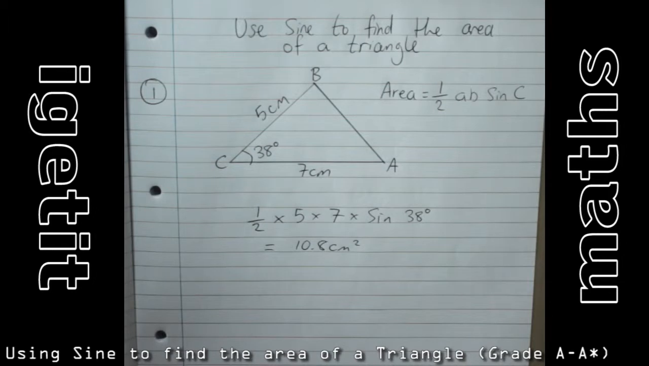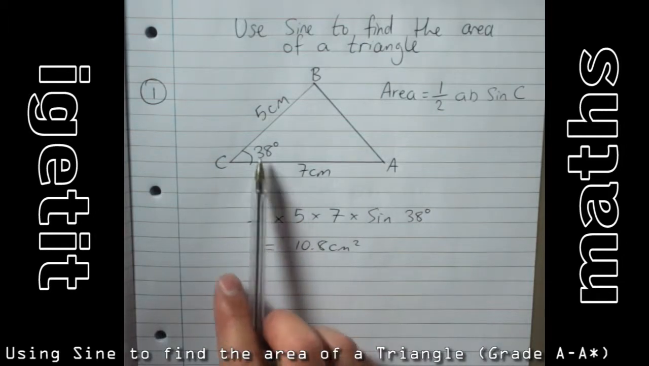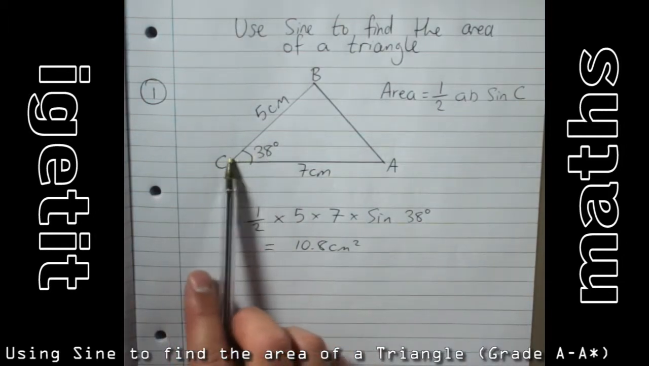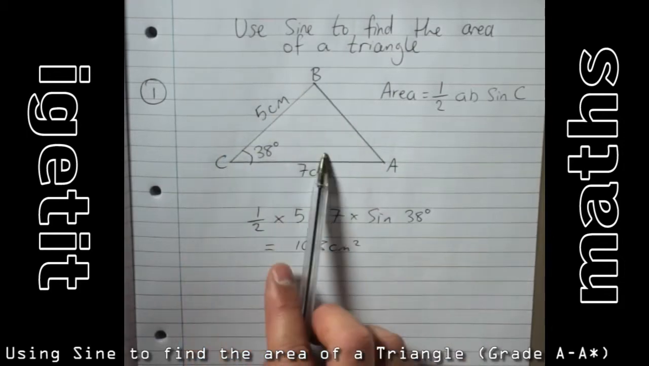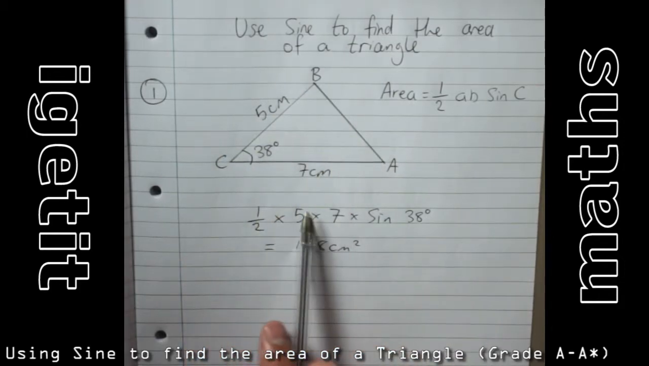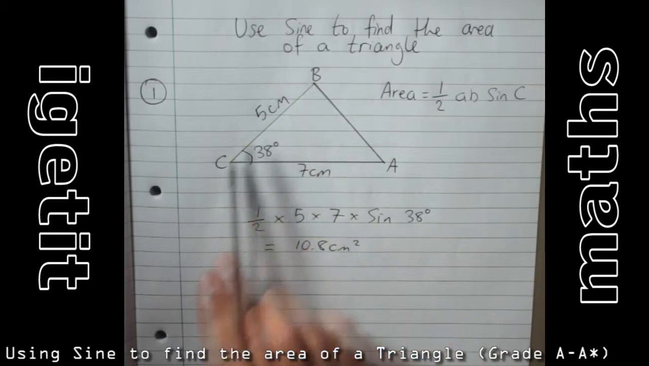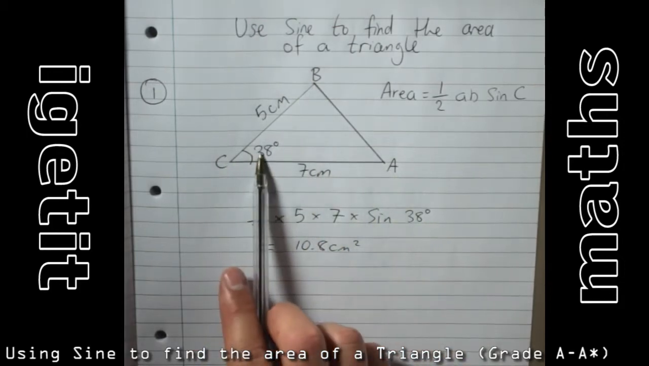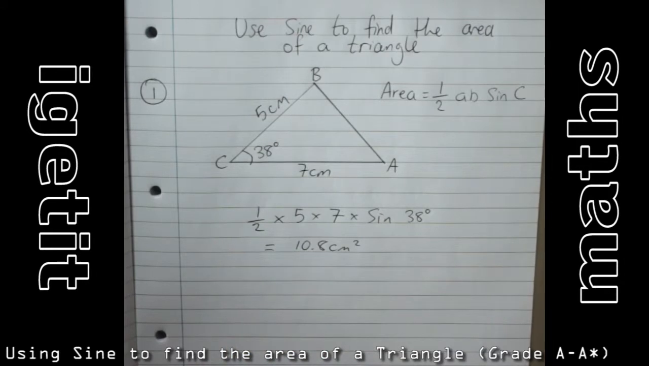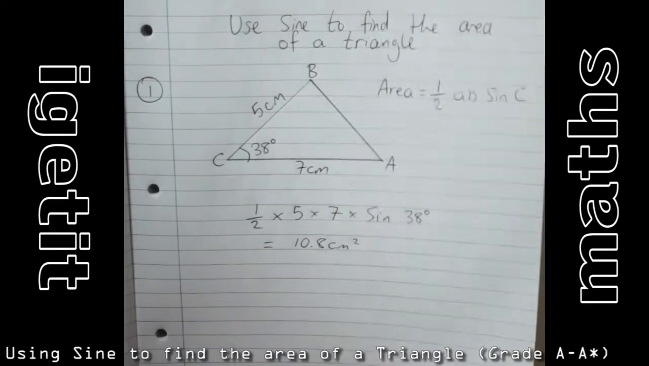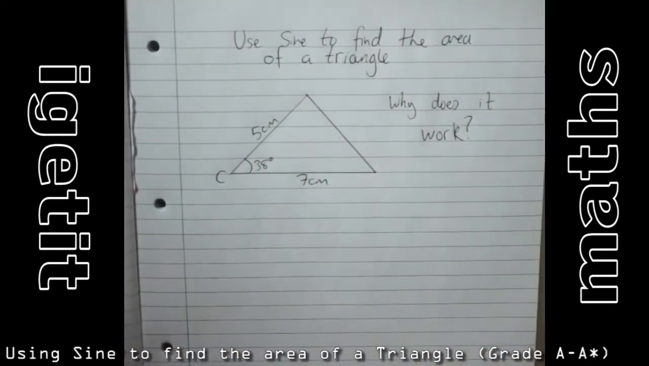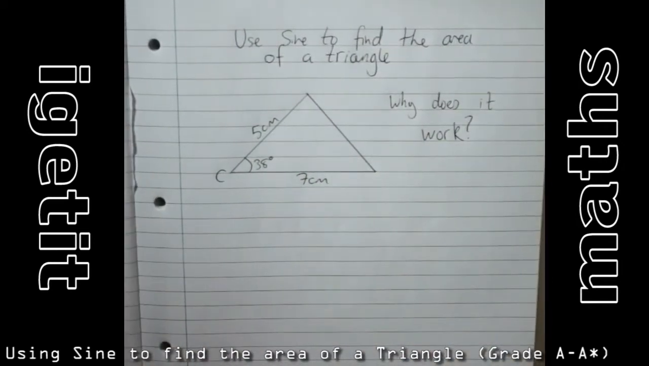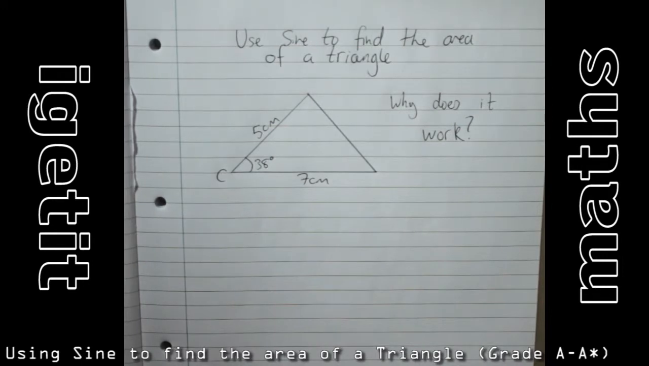Let's just have a recap. We had an angle here, we're trying to find the area of the triangle. So you do half times the two sides that are around it, so 1 there, 5, times by 7, times by sine of the angle given in the question. And that's that. Let's have a look why that works. So here's the same question again. We're trying to find the area of a triangle.